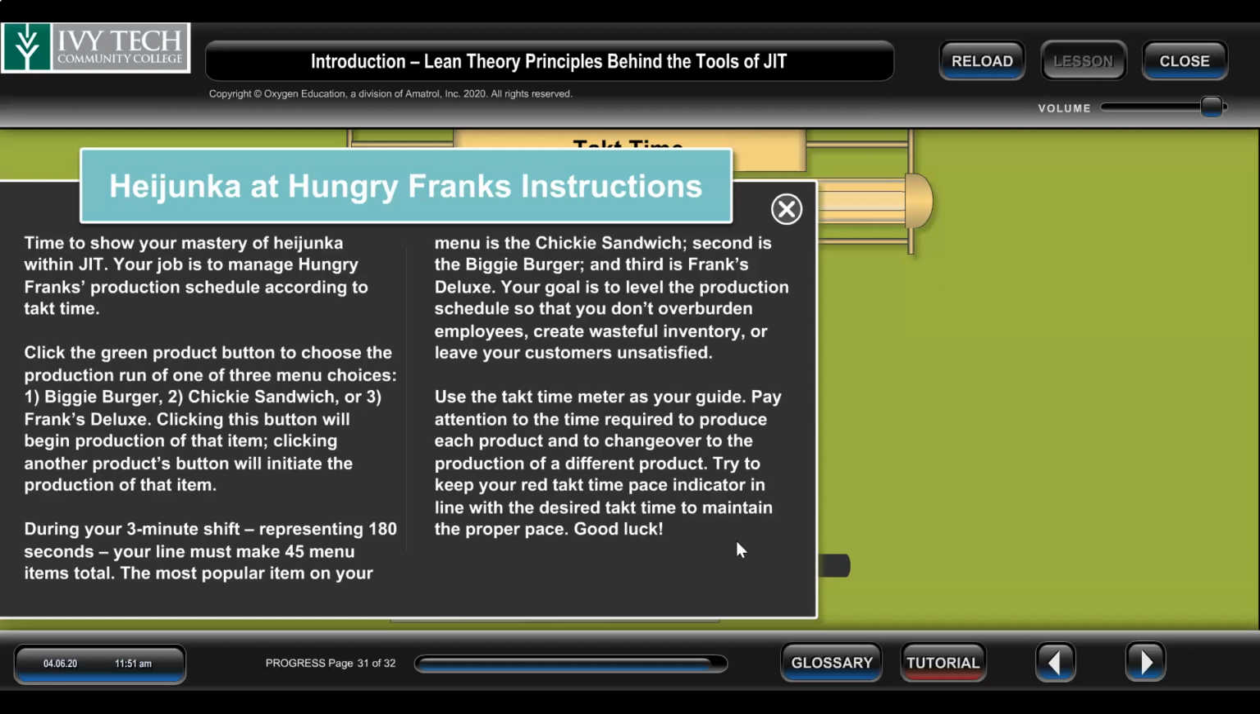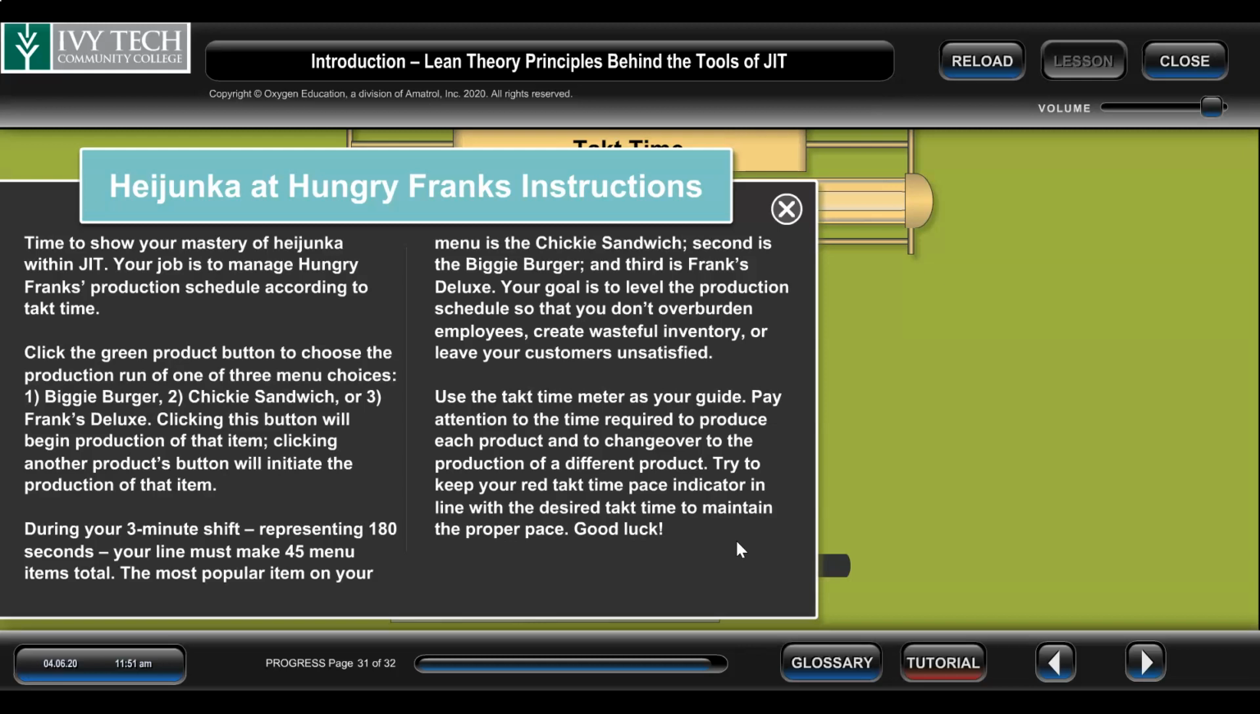The most popular item on your menu is the Chicky Sandwich. Second is the Biggie Burger. And third is Frank's Deluxe. Your goal is to level the production schedule so that you don't overburden employees, create wasteful inventory, or leave your customers unsatisfied. Use the takt time meter as your guide.